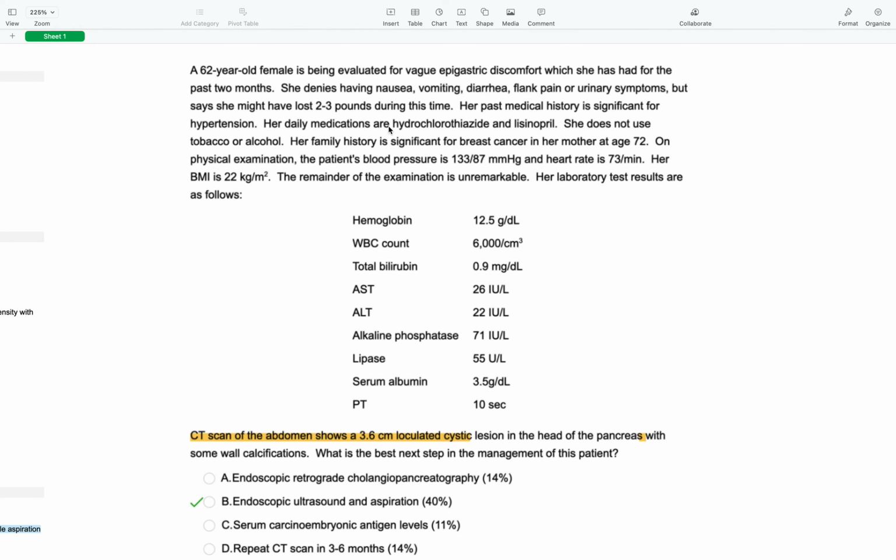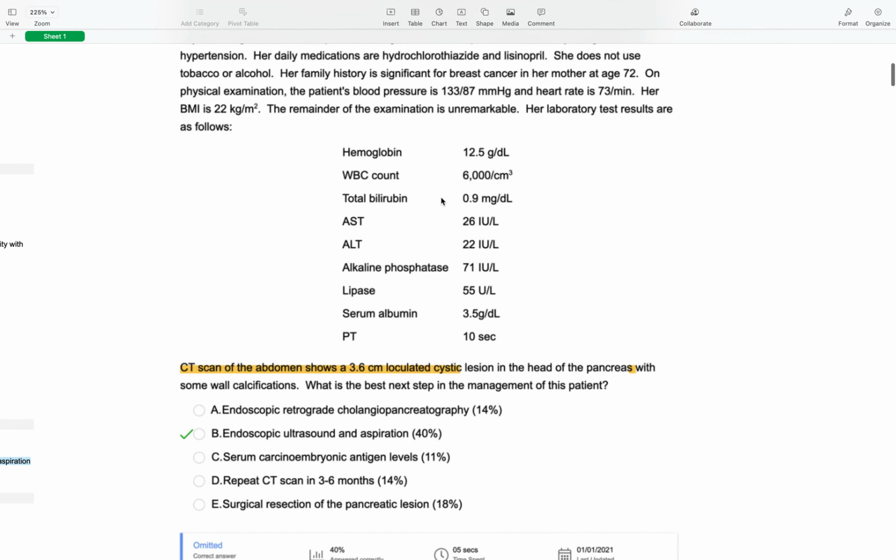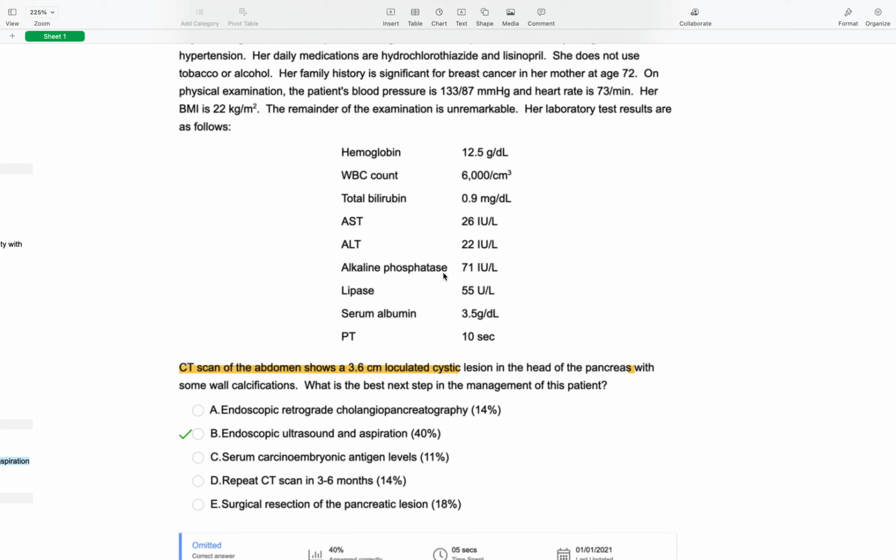So we have a 62-year-old female. She's being evaluated for vague epigastric discomfort, exactly what we have discussed earlier, which she has had for the past 2 months. She denies nausea, vomiting, diarrhea, flank pain, urinary symptoms, but she says she might have lost 2 to 3 pounds during this time. Now, I would just skip all this and mention some important points here, which is the CT scan. So some labs were done and the CT scan was done.